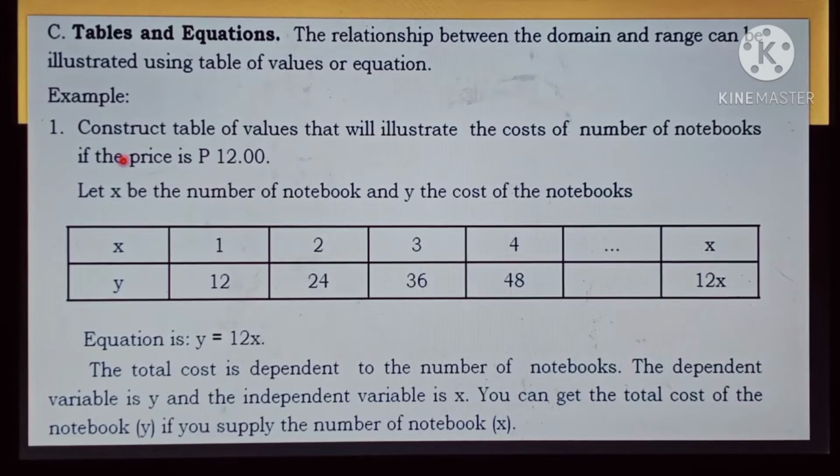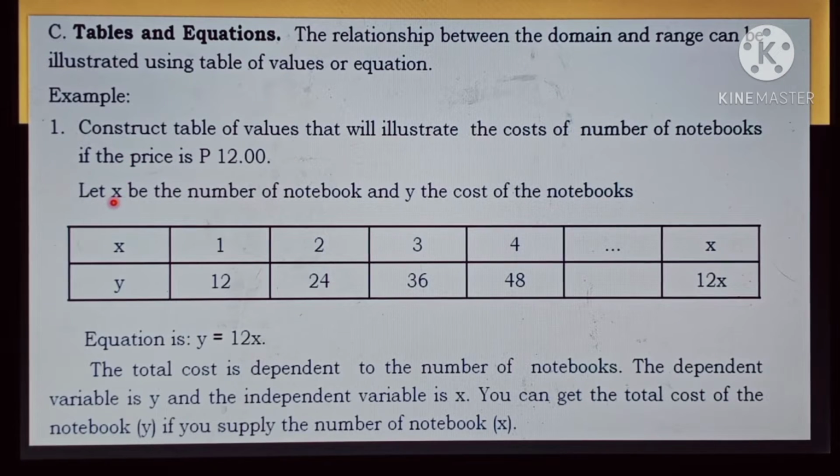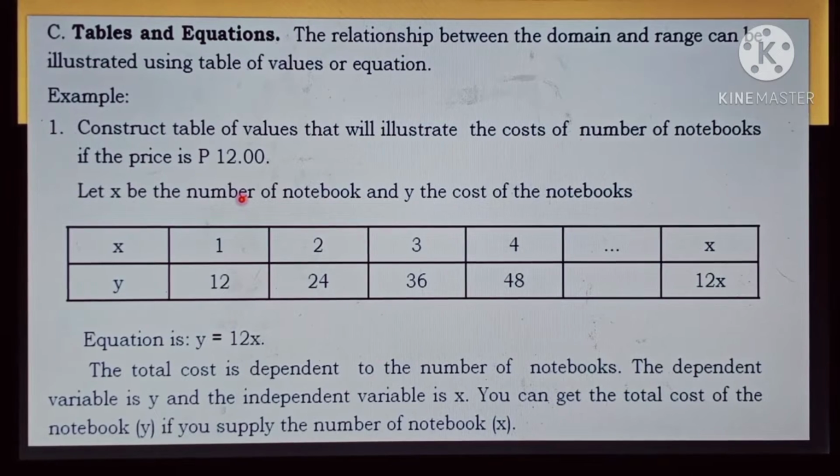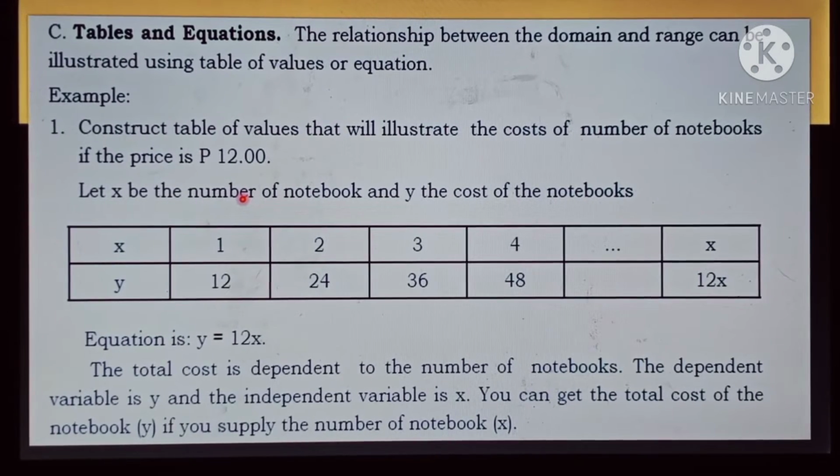So, dito, the X variable, which is the number of notebooks, ay ang ating independent variable. So, yung Y, which is the cost of the notebook, ito naman yung dependent variable. Dahil ang cost of the notebook ay didepende kung ilan ang bilang ng notebook na mabibili.